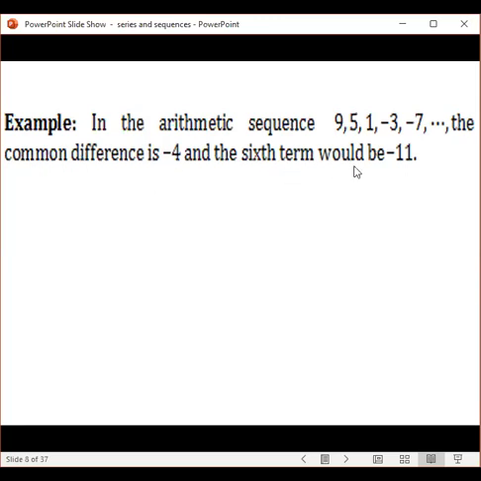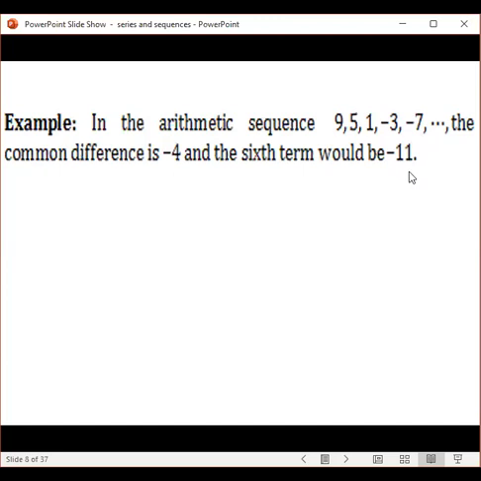Also, the sixth term would be negative 11. Okay, how did we find negative 11? All you need to do is to add the common difference to the last term. So here, the last term is negative 7. So we add the common difference, which is negative 4. So negative 7 plus negative 4 would be negative 11.